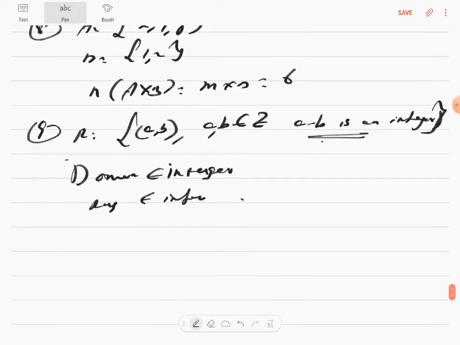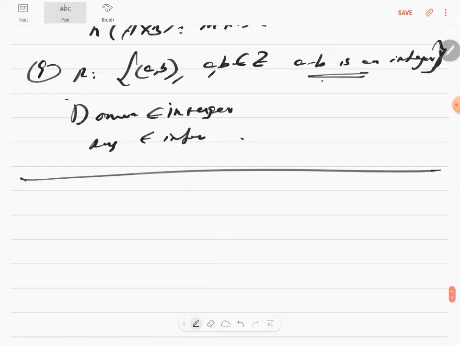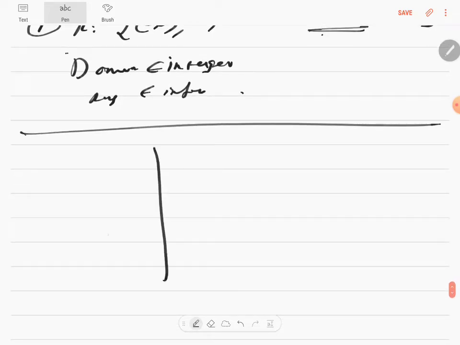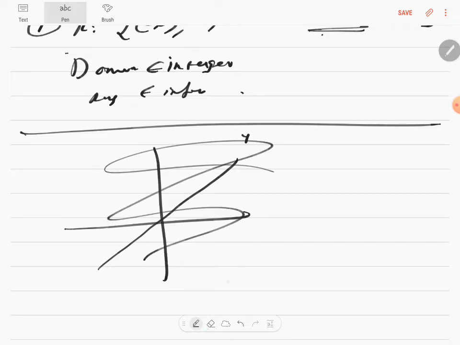So then let me draw. Next is functions. Let's do different kinds of functions. What are the different kinds of functions? This is called a linear function. So you can have a linear function such as y is equal to x plus 1.